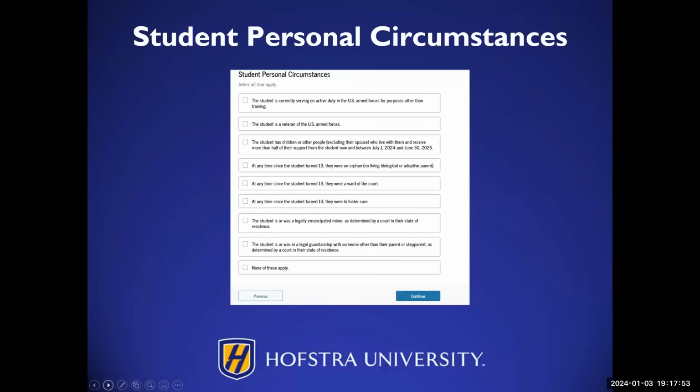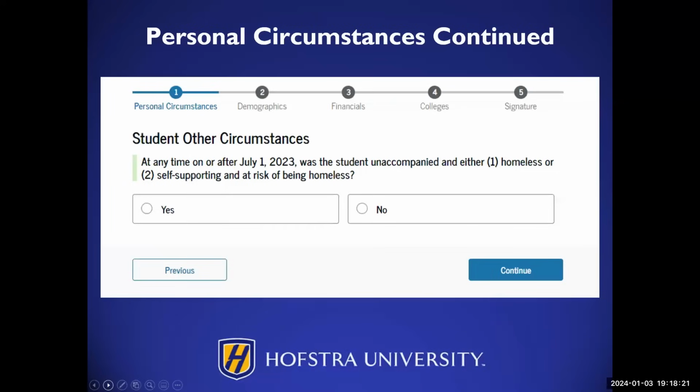Then it will go into more personal circumstances where the students would select any that apply. For instance, if the student is a veteran of the U.S. Armed Forces, if they're on active duty, if they were an orphan or not living with any biological or adoptive parents, if they were a ward of the court, in foster care, emancipated, or have any legal guardianship, or they can choose none that apply. If they choose none apply, they will then move on to the next part in personal circumstances. It will ask, at any time after July 1st, was the student an unaccompanied youth, either homeless or self-supporting? And you would either indicate yes or no to continue.